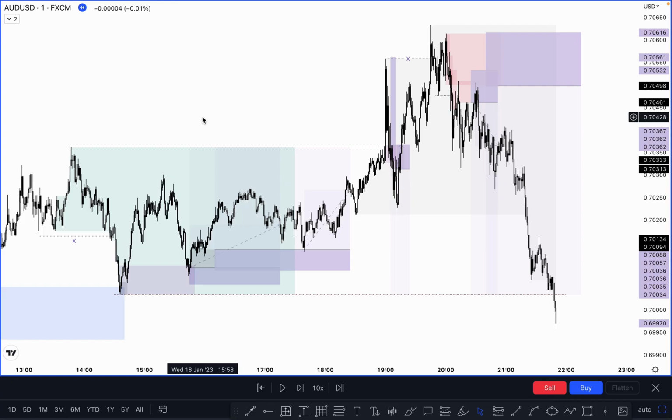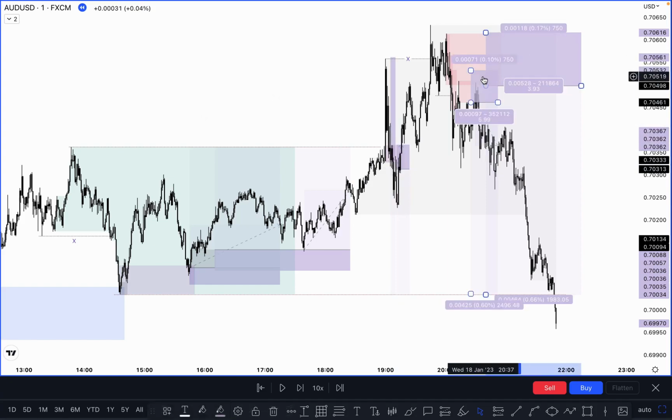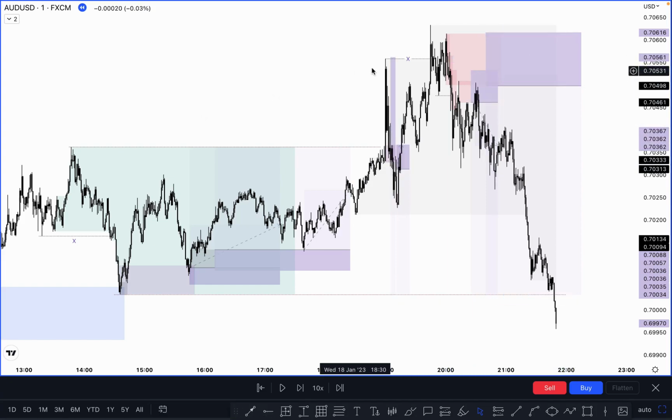In a day, at least one session will be manipulated. If two sessions are continuation, then one session will be a reversal. So now you can see here two times we lost, and then what happened here, 4 pip, and this one is also 6 pip, almost 10 pip again, right? Using the same concept. So you have to stick to your plan. Sometimes you win, sometimes you lose. You have to think in probability.